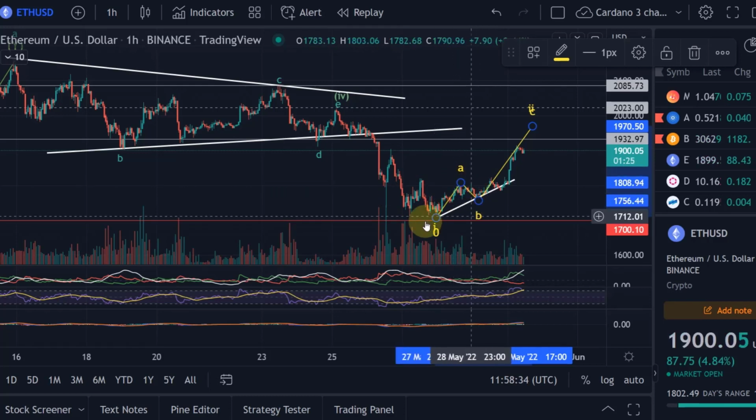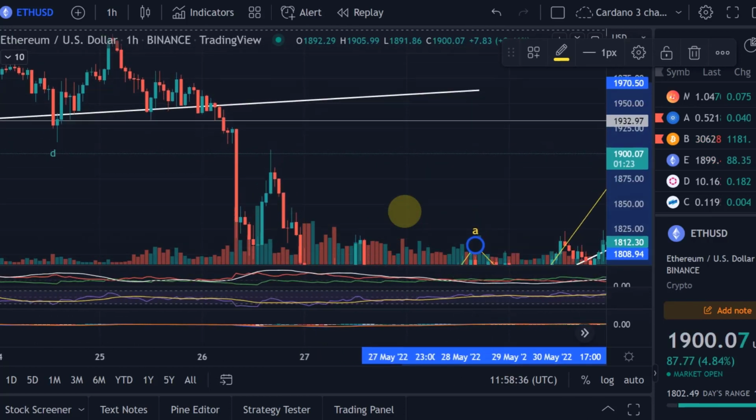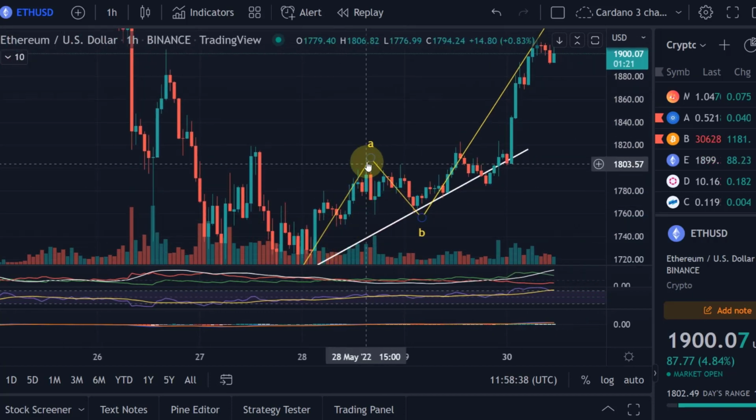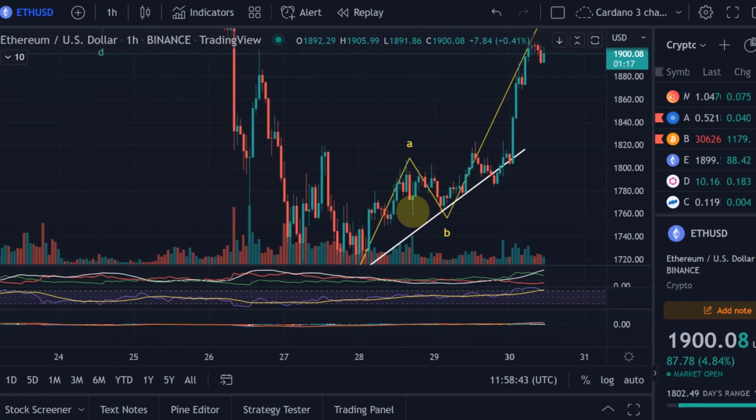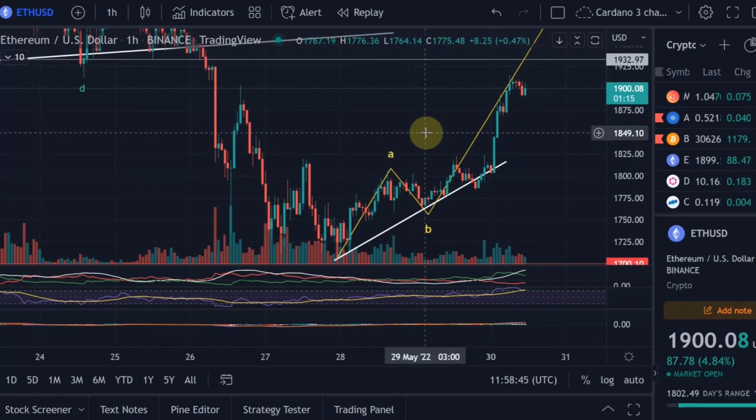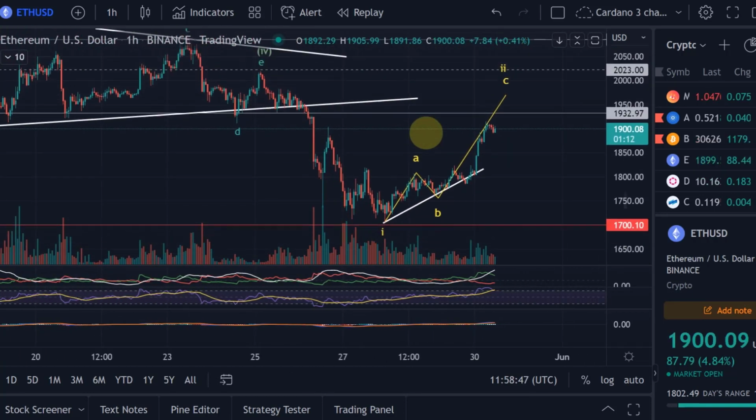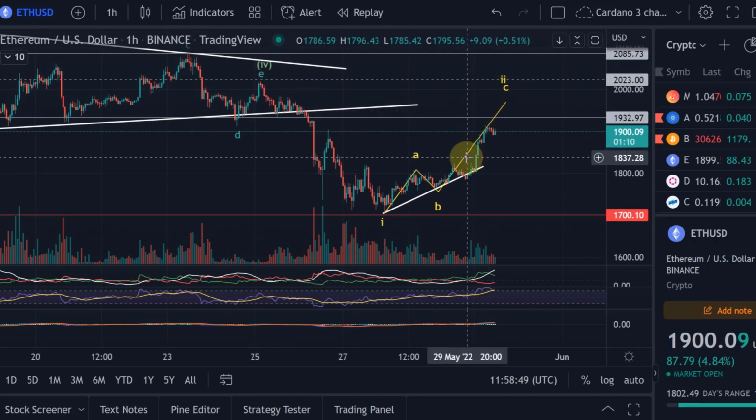Then we have a 3-wave move here that you can see in a wave B. Very clear 3-wave move, A, B, C in a wave B. And then we are moving higher now in a wave C. A wave C is an impulsive wave. So from the low, we can also label this, just to show you that.